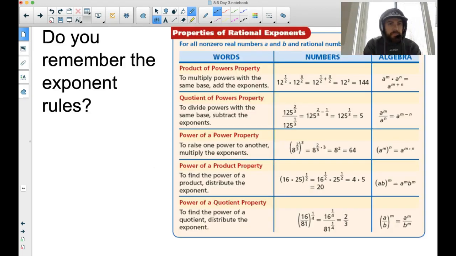Last page. Exponent rules. So here's a refresher on exponent rules. Remember product of powers property. If you're taking a power times a power, you're going to add their exponents. If you're taking a power divided by a power, you subtract their exponents.